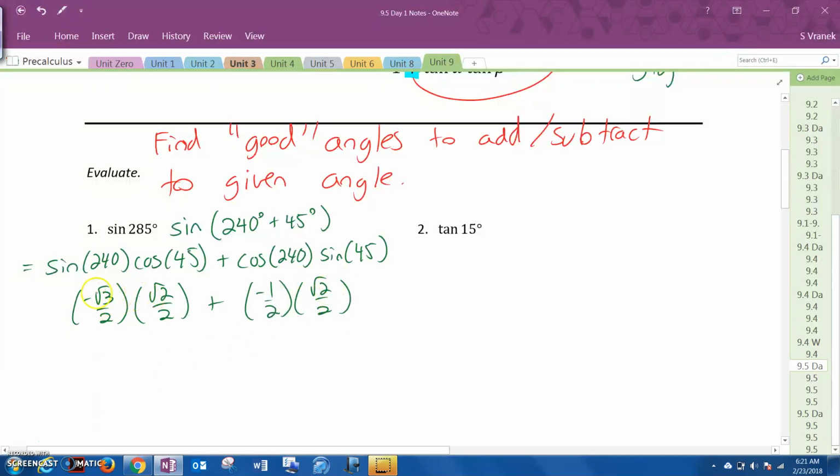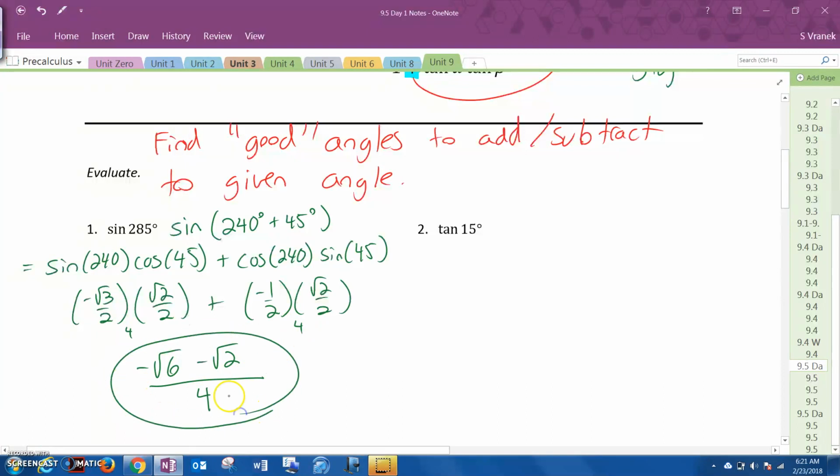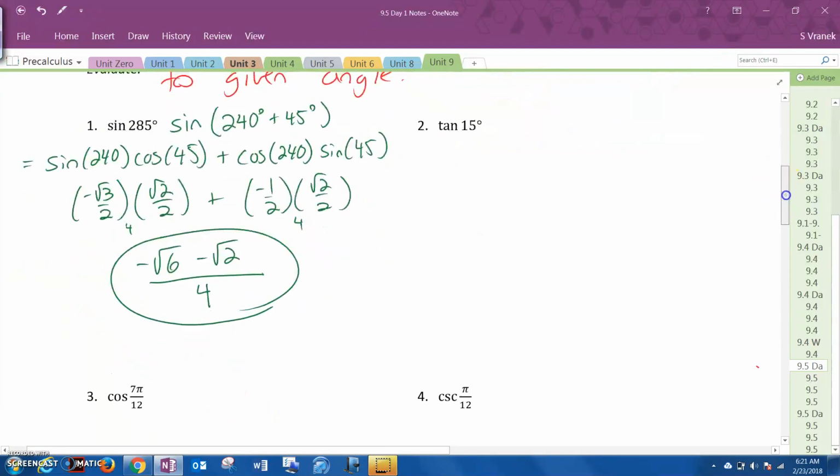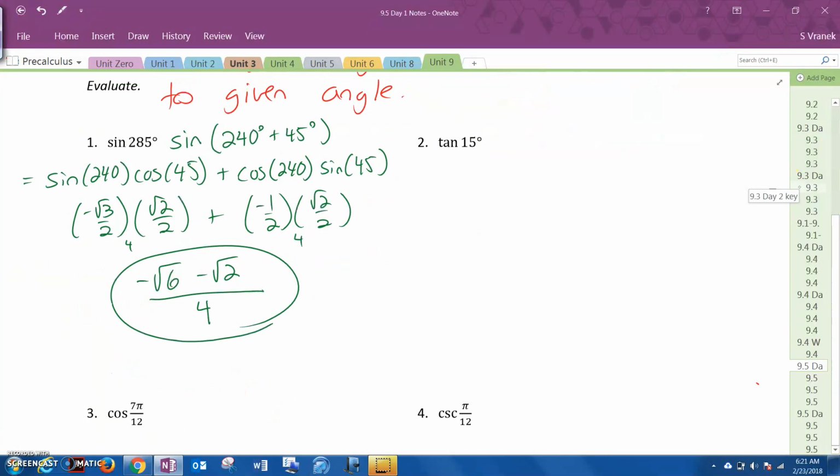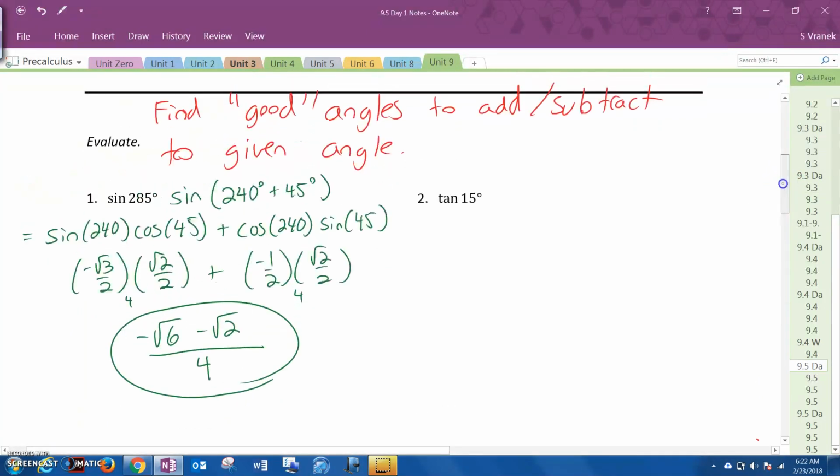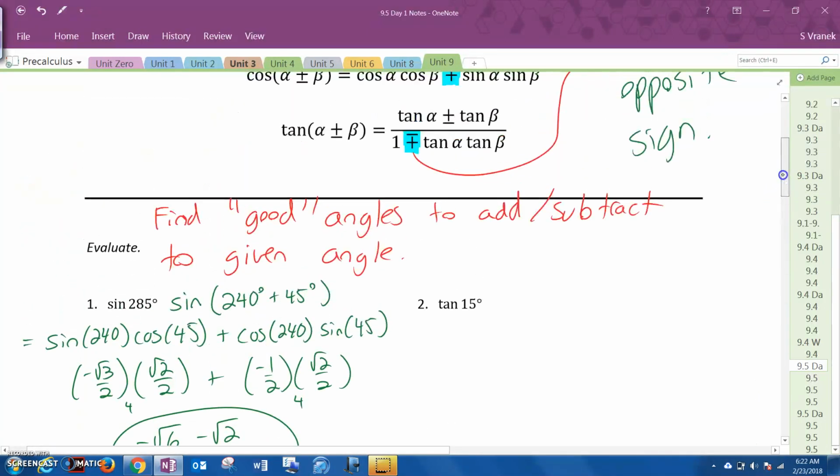So my final answer is, I multiply these, I get a negative root 6, multiply those, minus root 2, and then the denominator here is a 4, the denominator here is a 4, so I can make it a common denominator of 4. Now, you do not do anything with those radicals. You do not say minus root 6 minus root 2. You can't subtract those. So, alright, let's take a look at tangent of 15.